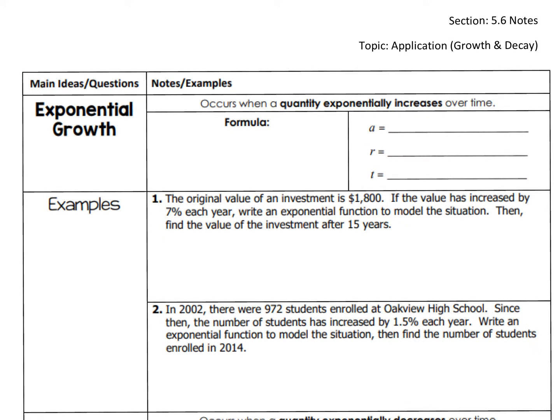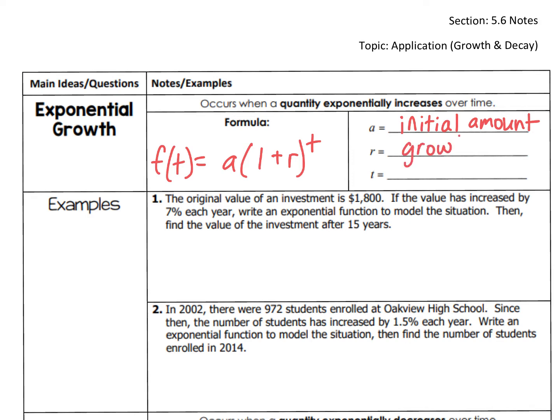So we'll start off with exponential growth. Write this down. F of t equals a times (1 plus r) to the t power. A is going to stand for your initial amount of whatever is growing. Hopefully money, right? We like for money to grow. And then r is going to represent the growth rate. t is going to be time.